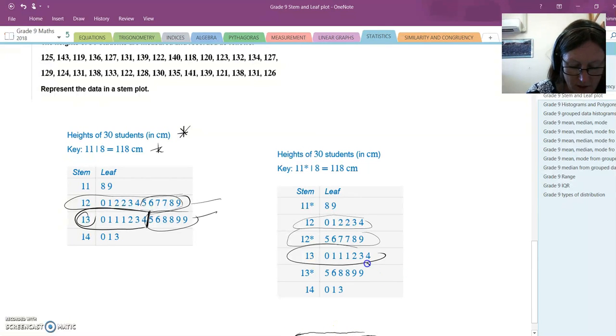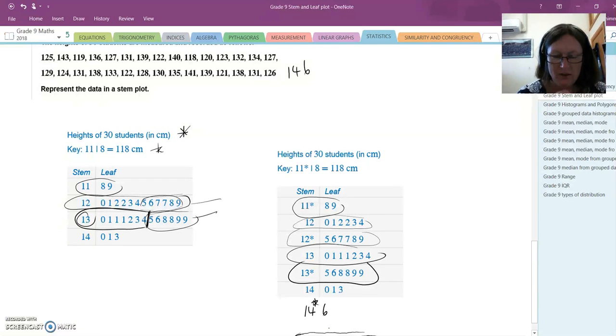Okay, there was no need for us to break up the 11s, so we still call it 11 star because it's the second half of the 11s, the scores after 115. And again, we haven't got a 14 star. We would, if a new student came to the class that was 146 centimetres, for example, we would put 14 star and then the 6 there. So you might sometimes have to do or see stem and leaf plots like this, where if you've got a particularly long leaf, it's easier to interpret with the stem broken up into smaller intervals.